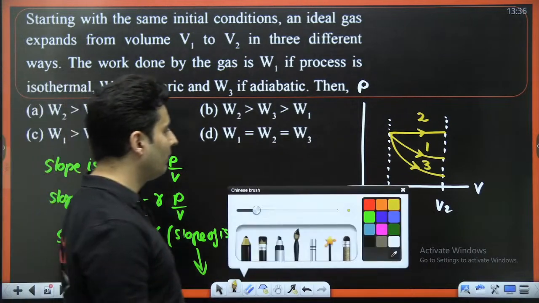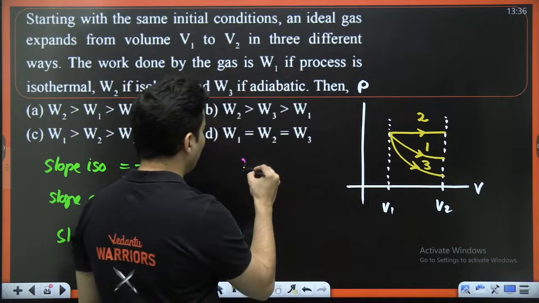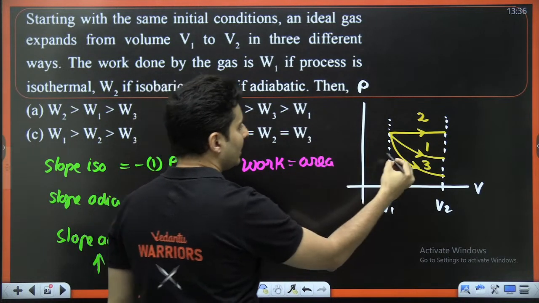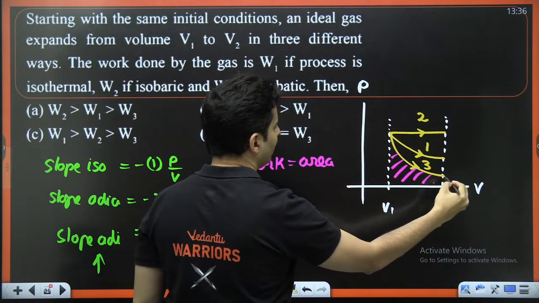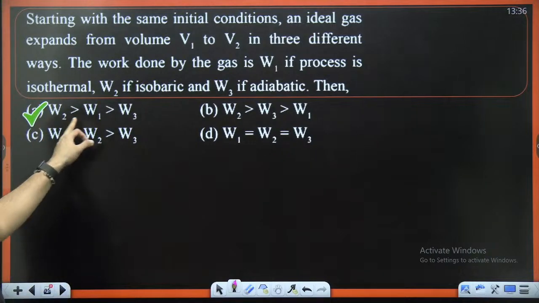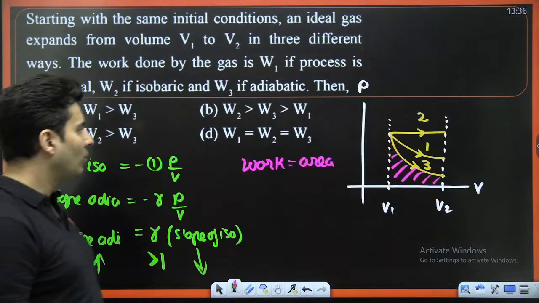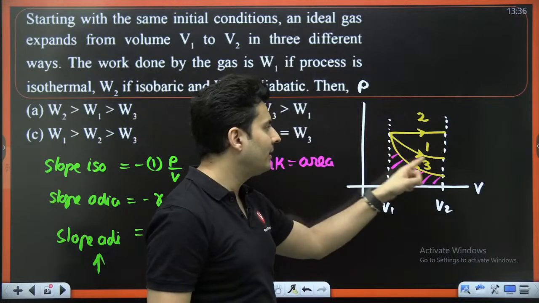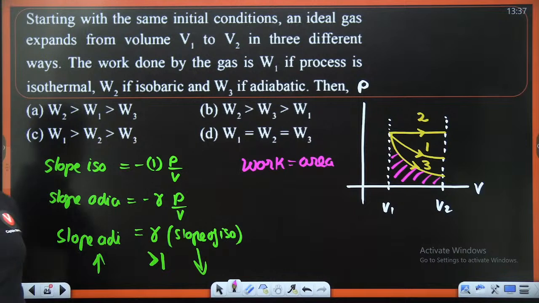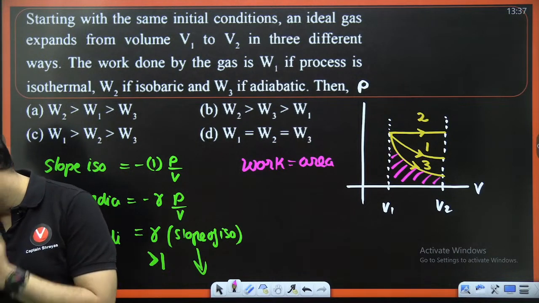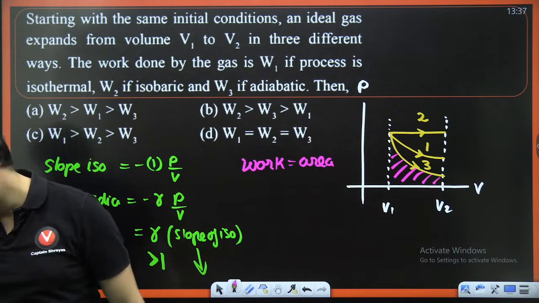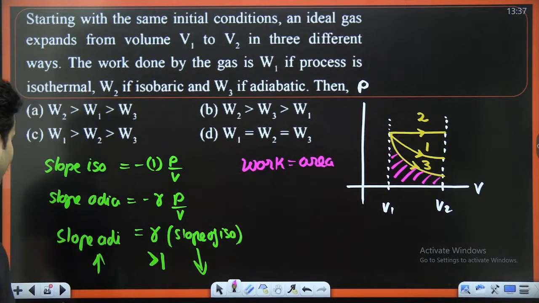Now see who has more area, who has less area. Obviously, when we talk about work, it is basically the area. 3 has the least area, like you can see. 2 has the most area, 1 is medium. So that's it, 2, 1 and 3. Is that right? How many of you wrote A? Yes, very good. That's the correct answer.